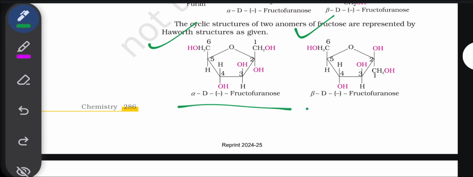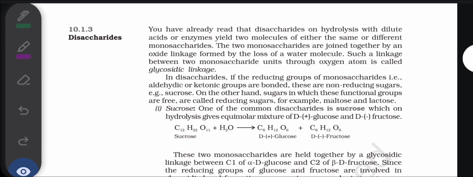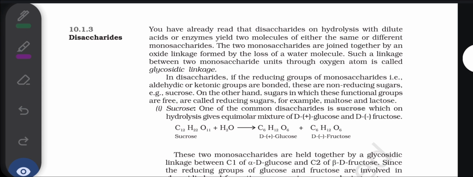Alpha D fructofuranose, beta D fructofuranose. Beta में OH is on the upper side and alpha में OH is on the lower side. These are also anomers. Okay. Moving forward, disaccharides. So in this video I'll be covering only carbohydrates because it is in itself a very long portion, okay, and constitutes the maximum portion of the chapter.